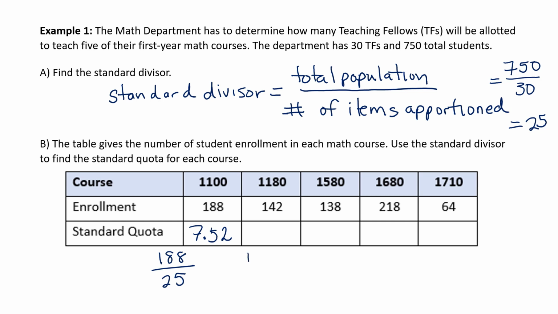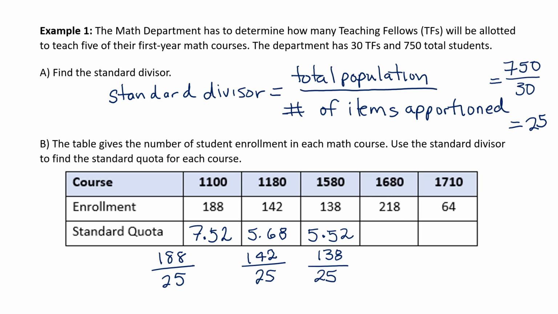For 1180, it's the student enrollment of 142 divided by the standard divisor of 25, that's 5.68. For 1580, take the 138 students, divide it by the standard divisor of 25. You see about 5.52 on your calculator.